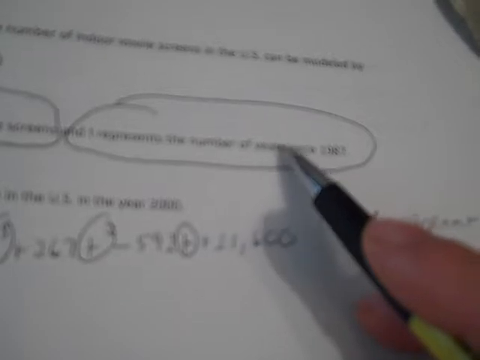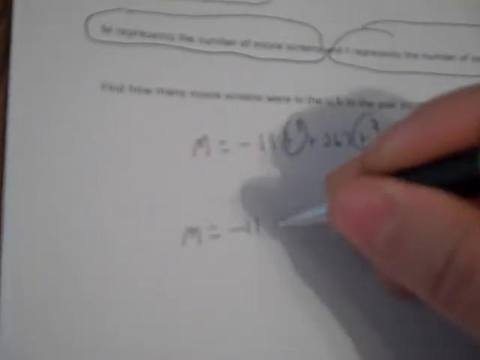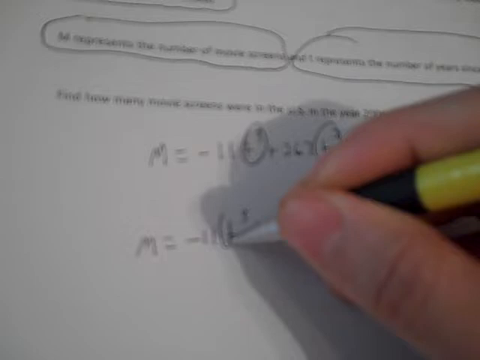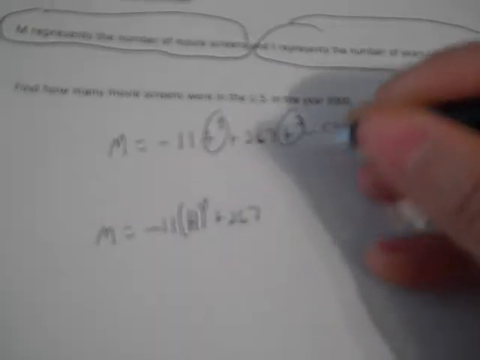So I'm going to circle all my T variables. But you don't want to put 2,000 in for it because it says since 1987. So you need to subtract 1987, and that's 13. So you're going to be putting 13 in for all of these T's. So M equals negative 11t to the third plus 267, and then parentheses 11 to the second minus 592 parentheses 11 plus 21,600.